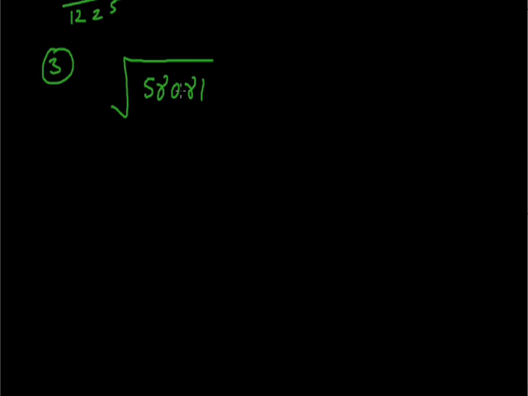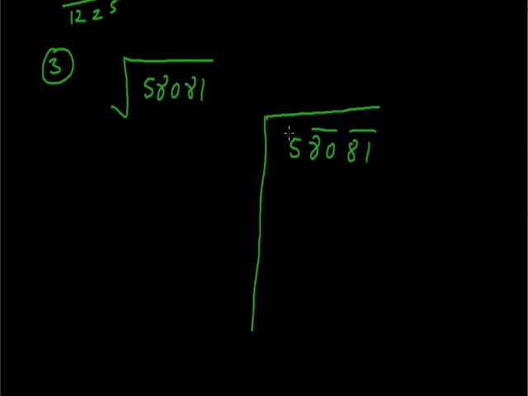58,081. Now, first of all, what do I have to do? Simply I have to write down the number, that is 58081. Now I have to make the pairs of 2 from the rightmost side, that is 81, 80 and 5. Now I have to think of a number whose square is just less than 5, that is 2. 2 squared is 4. 2, 2 and 4 here.